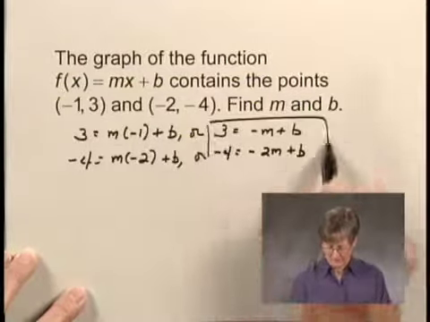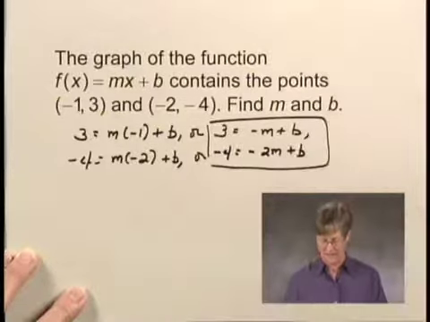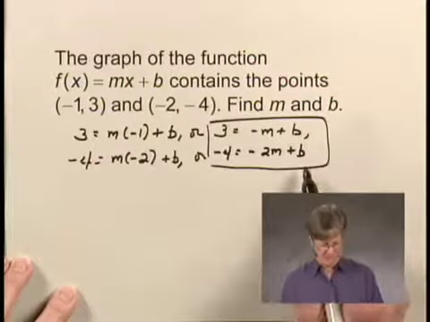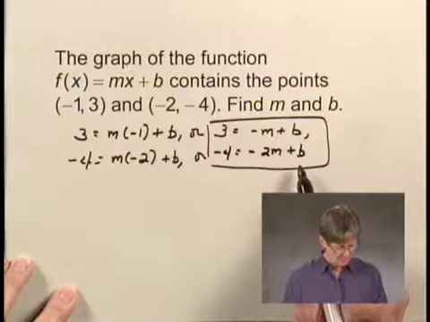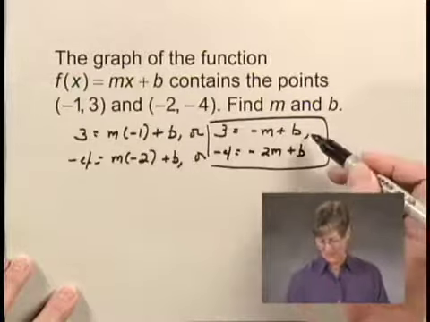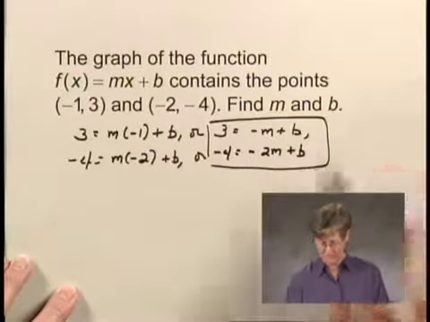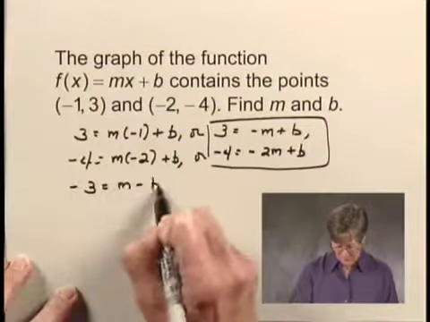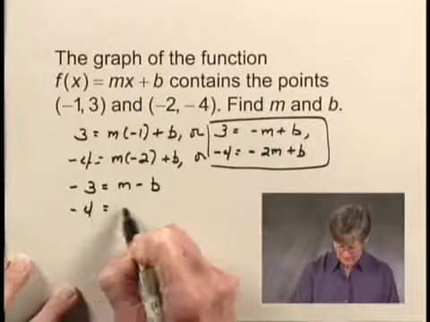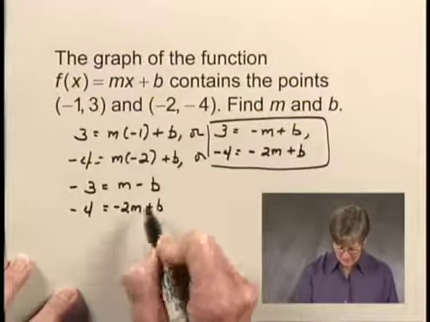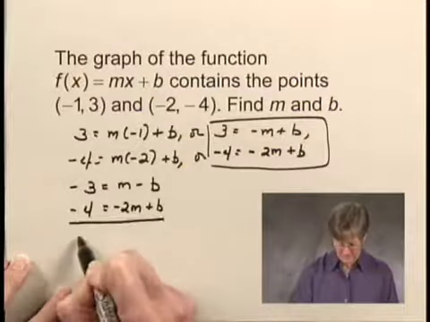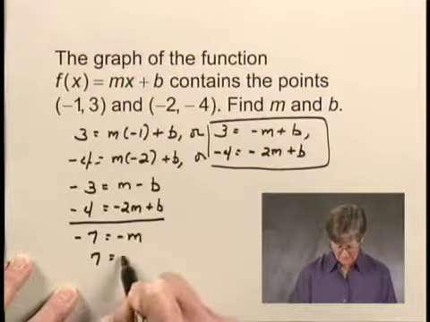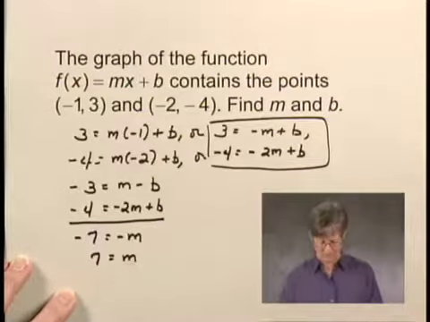Now here I have a system of equations in m and b, and I can solve that. Let's use the elimination method to solve this, and I'm going to multiply the first equation by -1 so that the b terms will be eliminated. So doing that multiplication, I have -3 equals m minus b, and then the second equation is -4 equals -2m plus b. And I'm going to add, and I get -7 is equal to the opposite of m, or 7 equals m if I multiply both sides by -1.